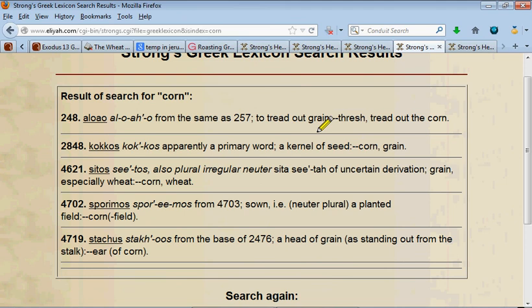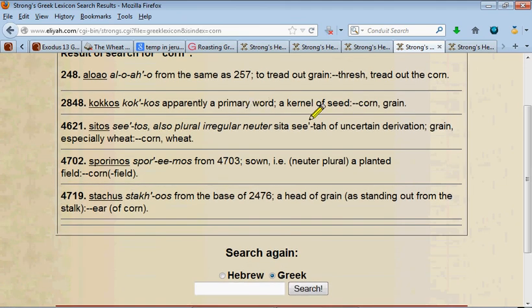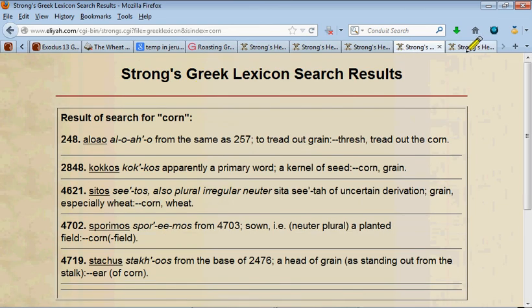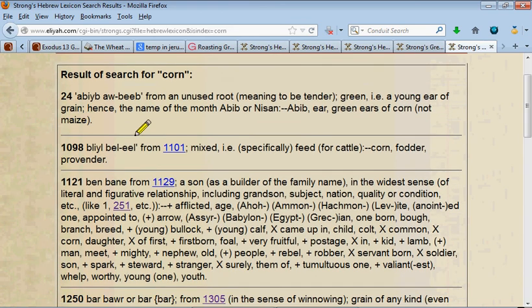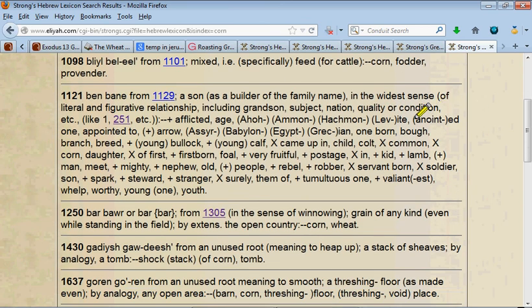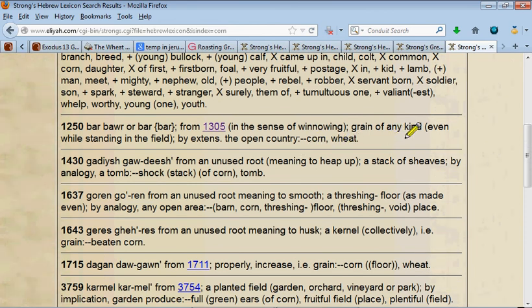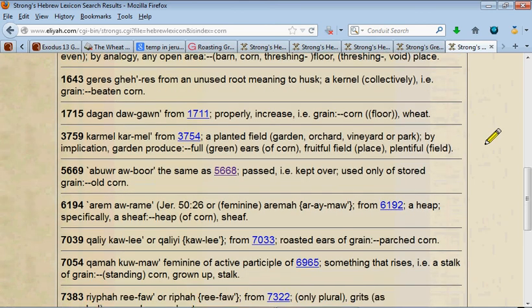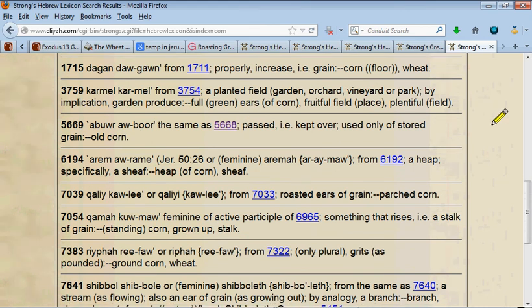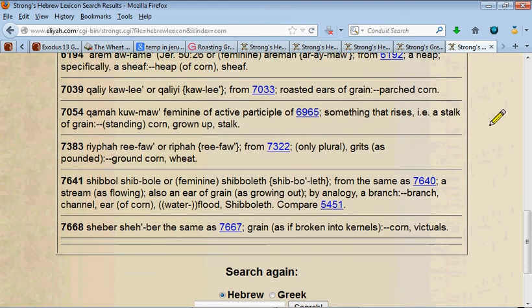Corn, to tread out grain, thresh, tread out the corn. Here they're talking grain, wheat, corn, a planted cornfield. And that's the Greek word. And here we are in the Hebrew word for corn, more appropriate. A young ear of grain, hence the name of the month, Abib, Nisan. Now, see, they even say it there, Abib. Green ears of corn, not maize. Corn, and grain of any kind, even while standing in the field. And they talk about the threshing for grain, corn, wheat, and they even talk about stored corn. And there was another thing too.